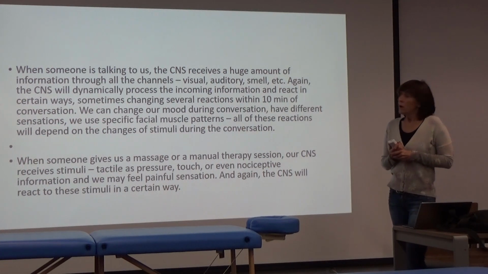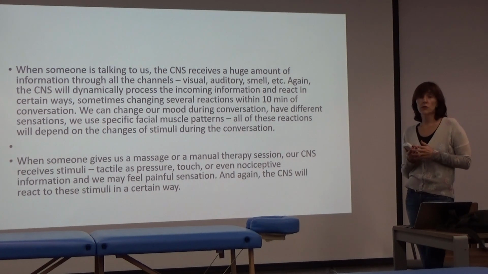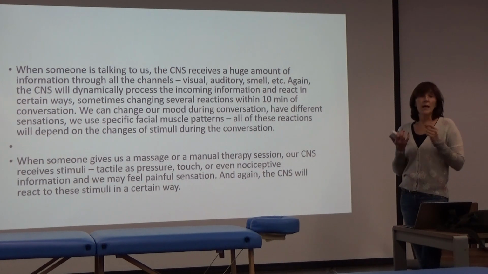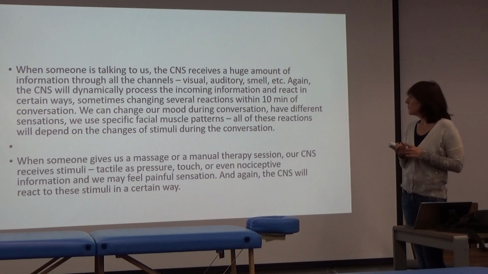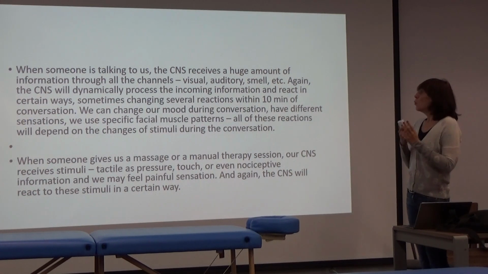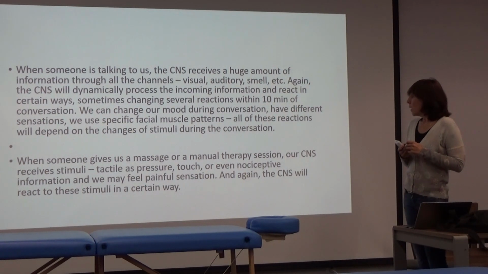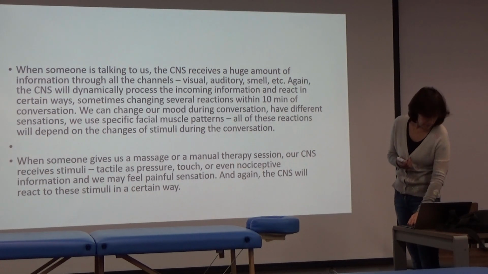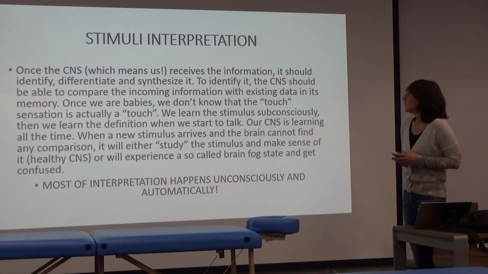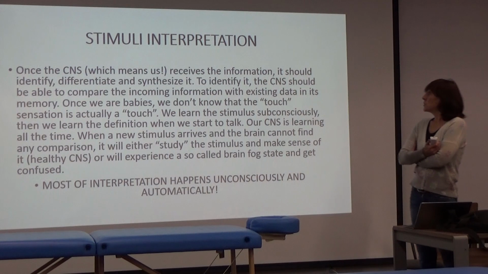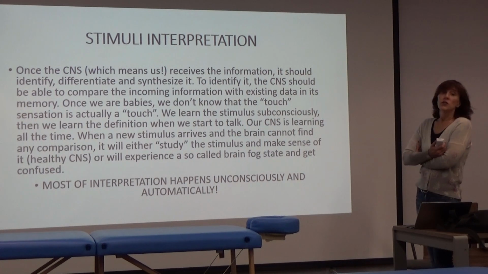Then, for example, with somebody talking to us, again, our central nervous system receives the information through different channels. We see the opponent, we hear the words, we process the words, so we have visual, auditory information, we have touch information, and then we react almost every second because we process information very, very fast. But it's a very, very complex activity of the brain. So once our central nervous system receives the information, it will identify it, differentiate, and synthesize it.